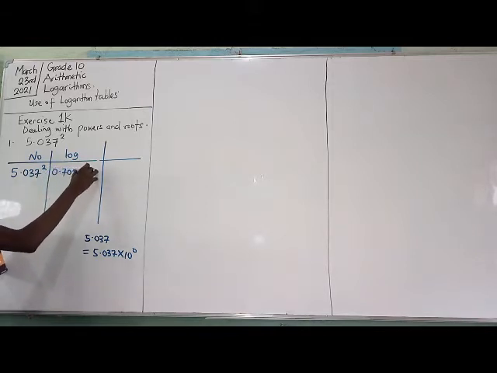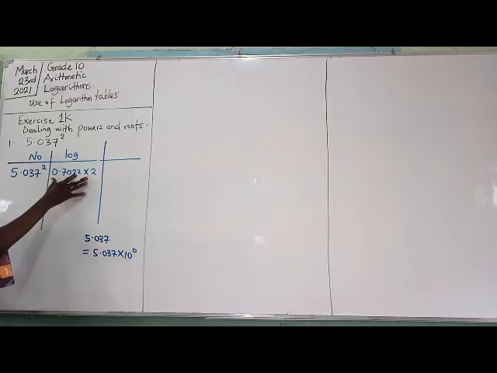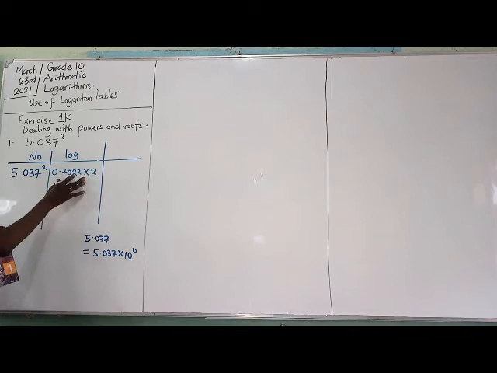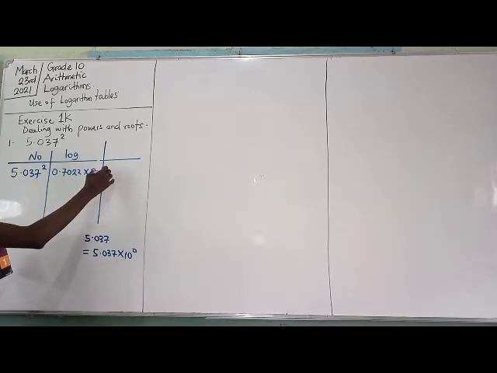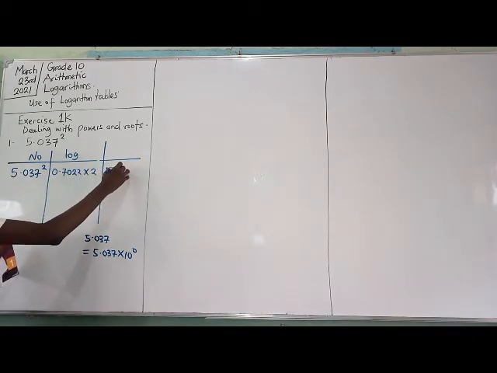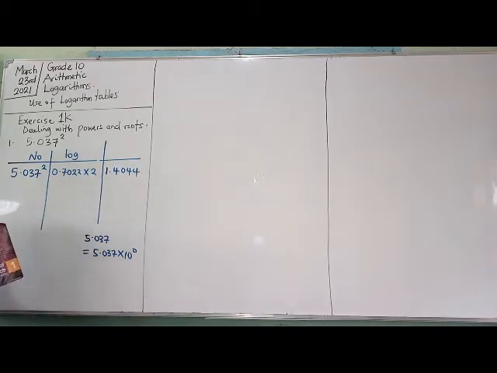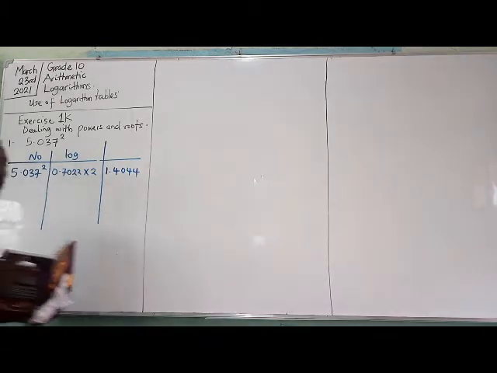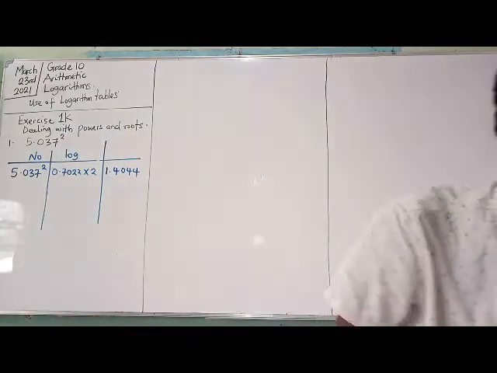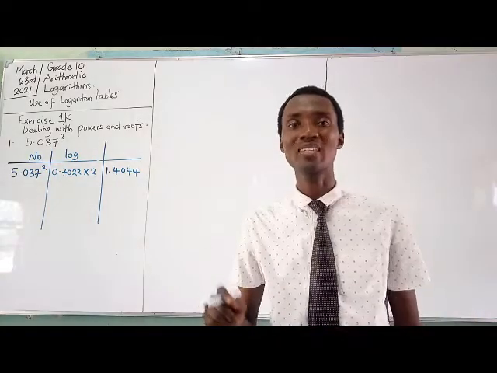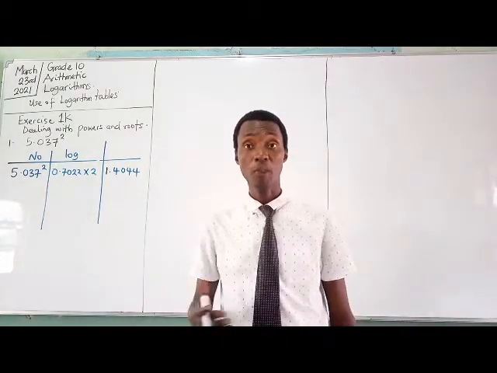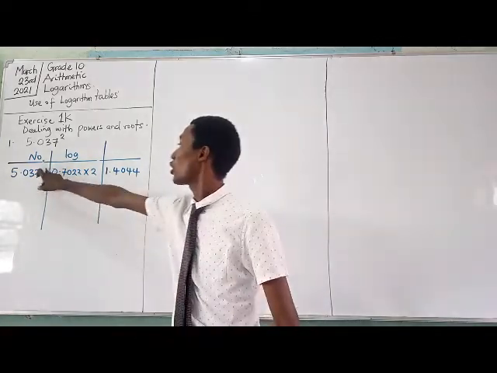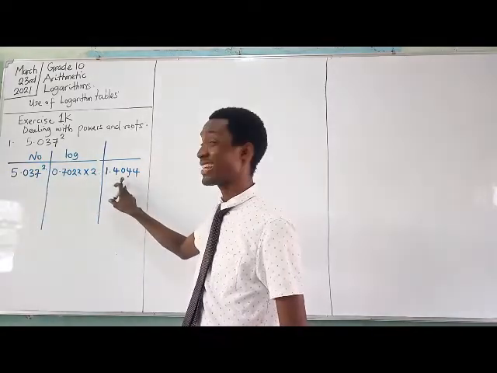0.7022 times 2. Whatever I multiply here, I will put it here. I will see that whatever I get here, I'm going to put it here. So this will now be what? 1.4044. I will multiply by 2. Whenever you have power, it means multiply. Whenever you have root, it means what? Divide. Power means multiply, root means divide. So we have a power here, and that will be multiplying this by 2. And we're going to get this.